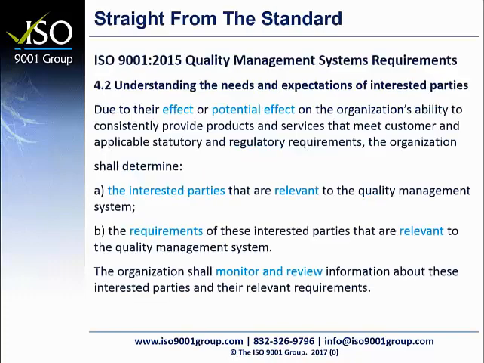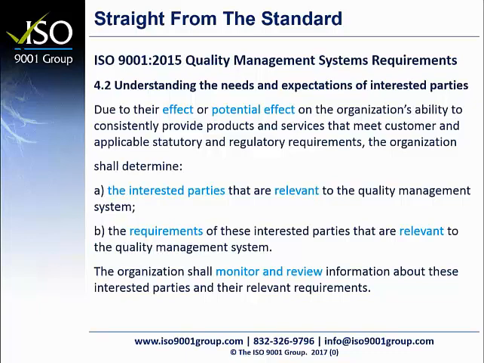All right, so I always like to start off with a segment that I call Straight from the Standard. So this is the clause of ISO 9001:2015 that deals with what we're talking about today. So let's read it quickly here. At 4.2, understanding the needs and expectations of interested parties, it reads, due to their effect or potential effect on the organization's ability. Now, I've kind of bolded some key words that I want you to really focus on, due to their effect or potential effect. And I like to always put your name where it says the organization's ability.